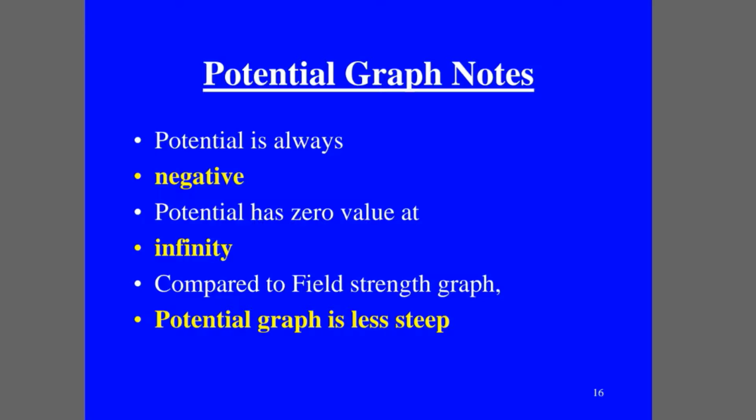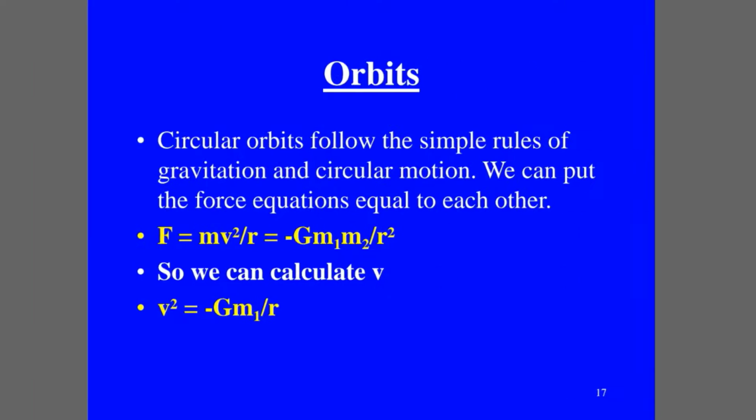Potential graph notes. Potential is always negative. Potential has zero value at infinity. Compared to the field strength graph, the potential graph is less steep, as shown in the previous slide. Then go to another slide.